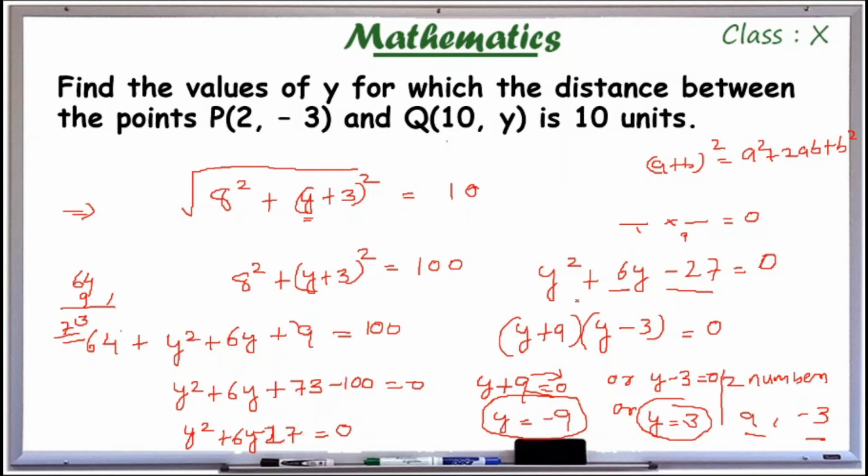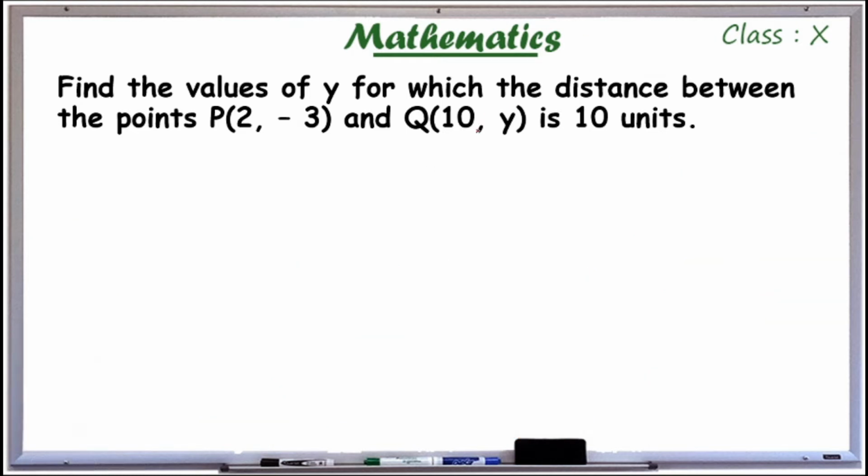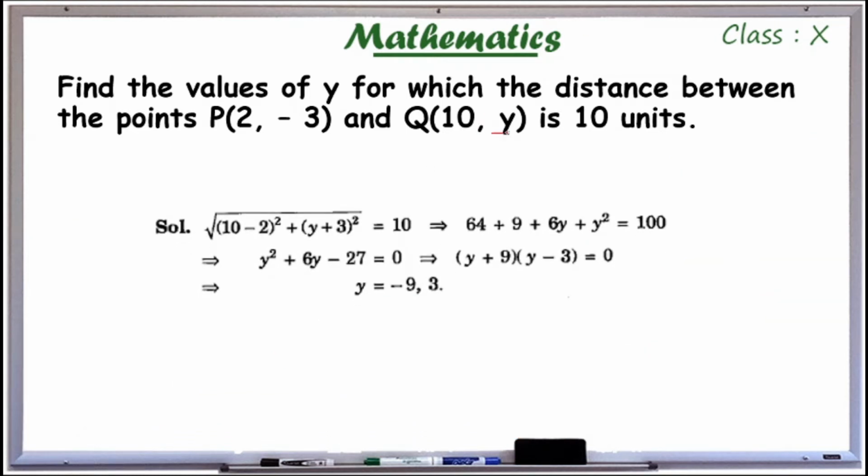If you have any doubts in this factorization, we will study it in detail in your next chapter. This you have already learned in your previous class. You can rewatch the video on how to factorize a polynomial. So we get two values: y is equal to minus 9 or y is equal to 3.